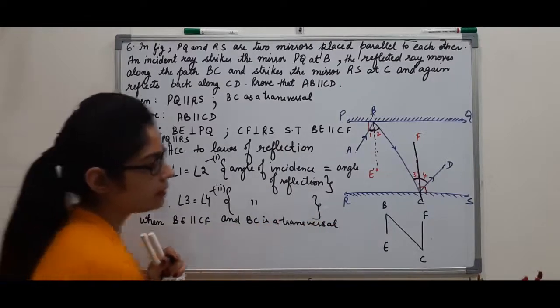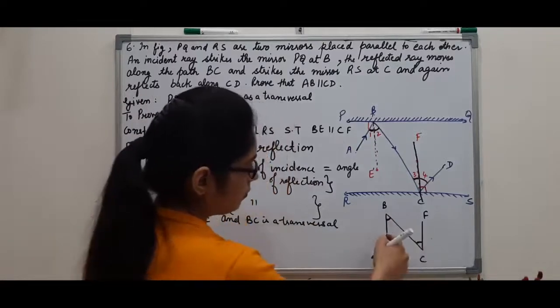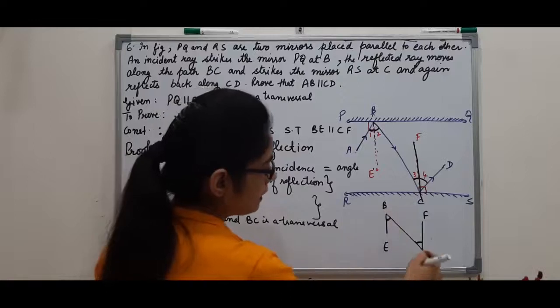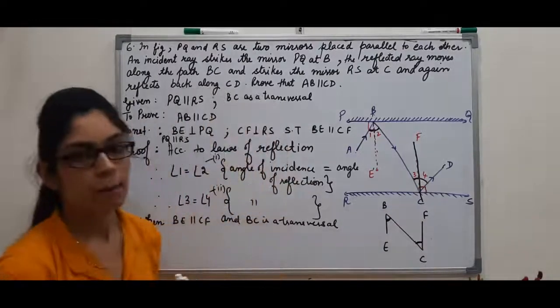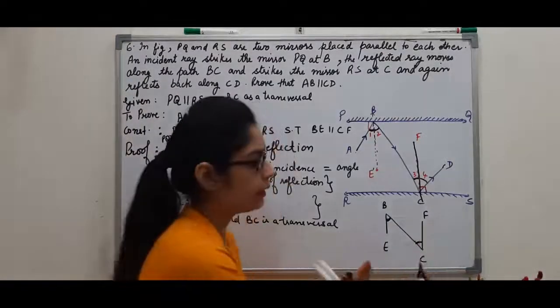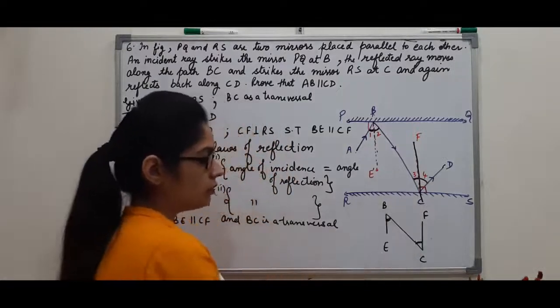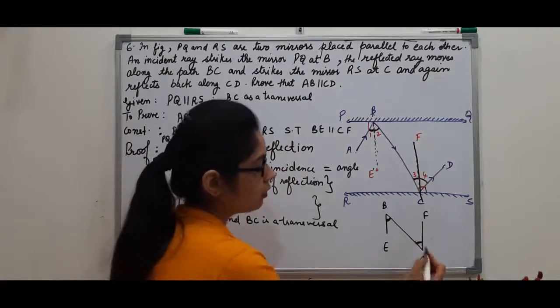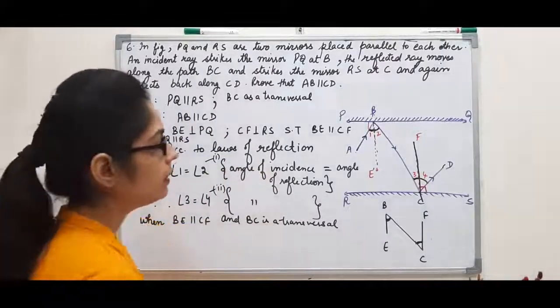In this case, this angle and this angle, see angle EBC and angle BCF, these two angles are making a pair of alternate interior angles. See, they are on the inner side of the parallel lines and on opposite sides of the transversal. This angle is on this side and the other one on the other side of the transversal. That's why these two angles are making a pair of alternate interior angles.